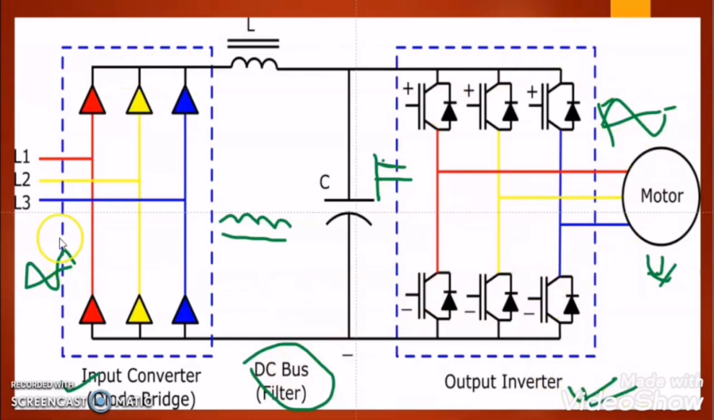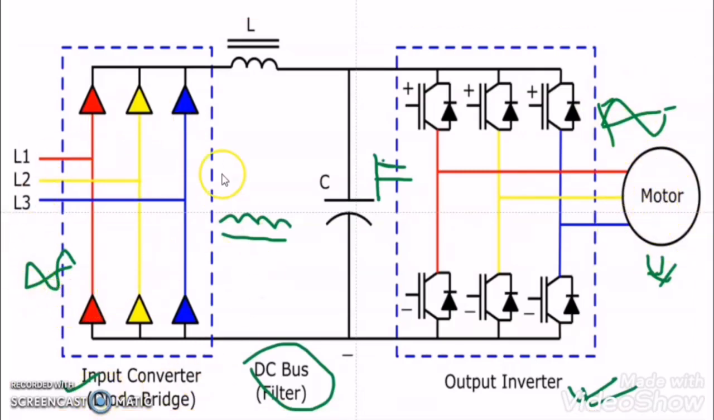I gave you an idea of how the variable frequency drive works. It changes the AC supply into pulsating DC supply, then the pulsating DC supply into steady DC supply, and again this steady DC supply is changed into the required AC supply with the required voltage magnitude and the required frequency in order to control the speed of the motor.